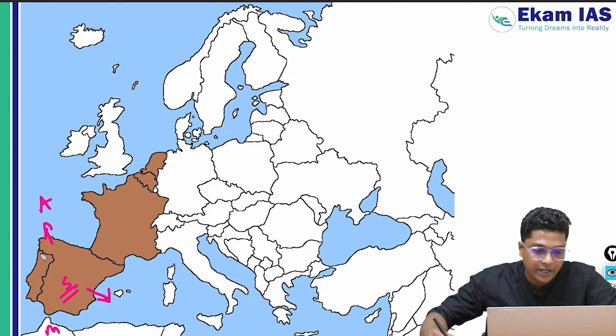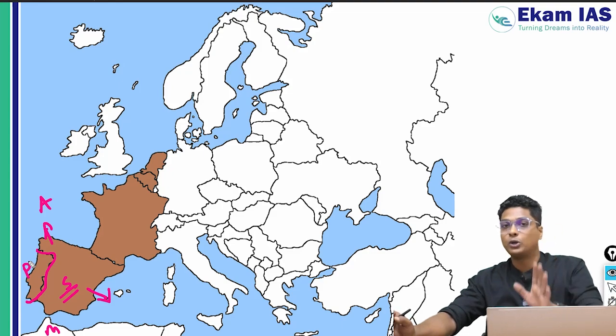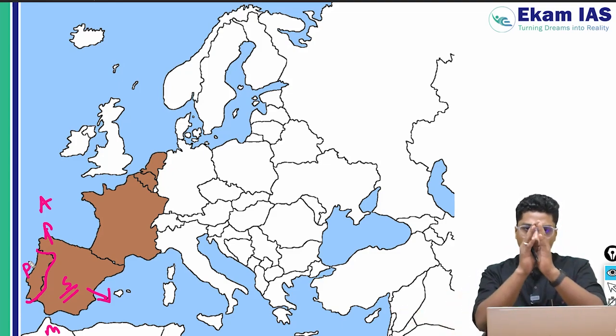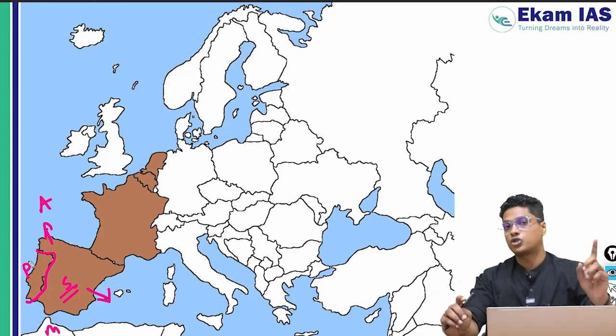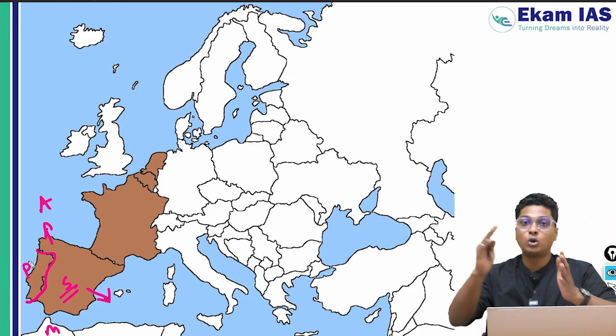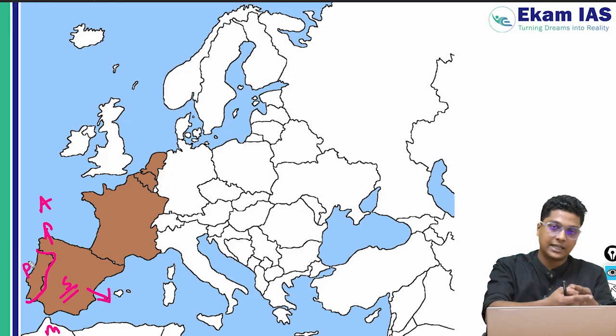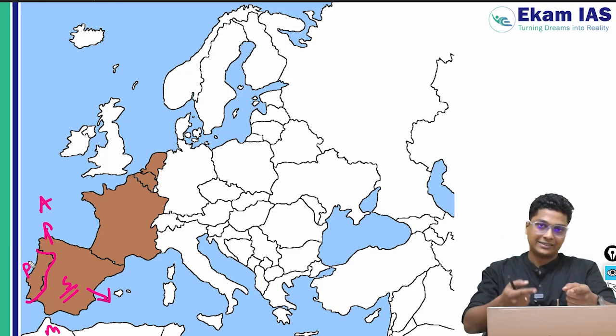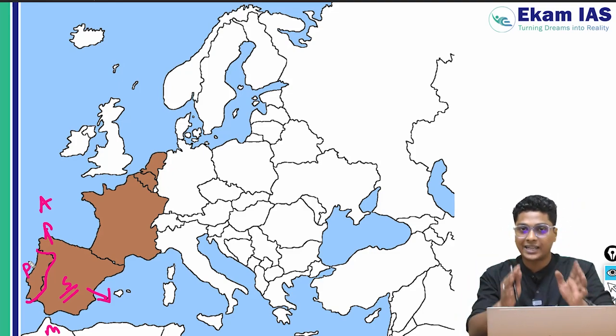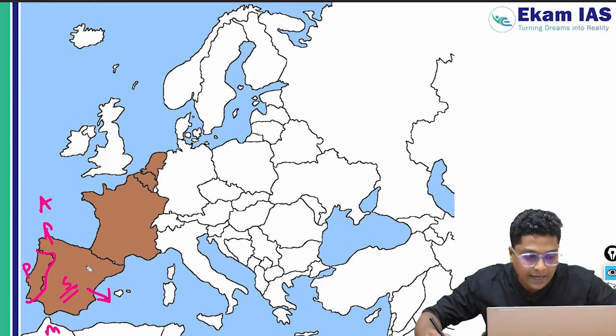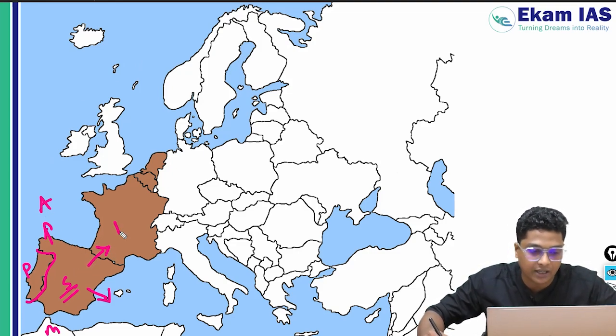But this nation here is Portugal. Now Portugal is not open to the Mediterranean. A very important fact, remember that. Portugal is open to the Atlantic, not to the Mediterranean. But Spain is open to both the Mediterranean as well as the Atlantic, and Spain is separated from Africa by the Strait of Gibraltar. Remember that. And Spain is sharing a border with France.